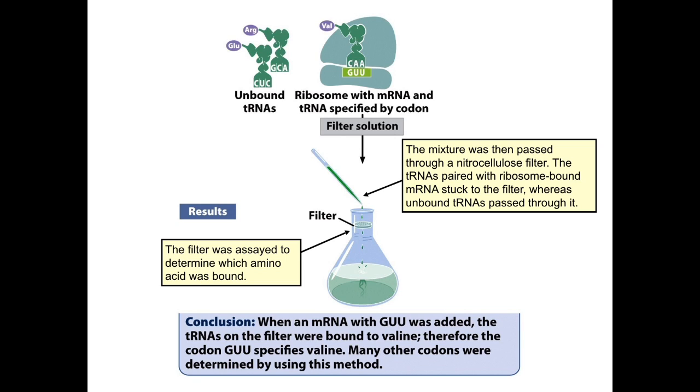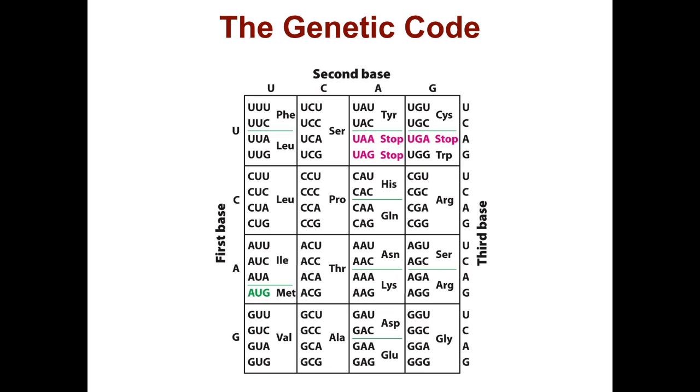And the conclusion was when an mRNA with GUU was added, the tRNAs on the filter were bound to valine. Therefore, the codon GUU specifies valine. Many other codons were determined by using this method, which leads us to the genetic code. But if you notice in the genetic code, we have all the 20 amino acids covered. But since it's a 3-letter code, there's room for some redundancy. So, for example, serine has 4 triplet codons that specify it.